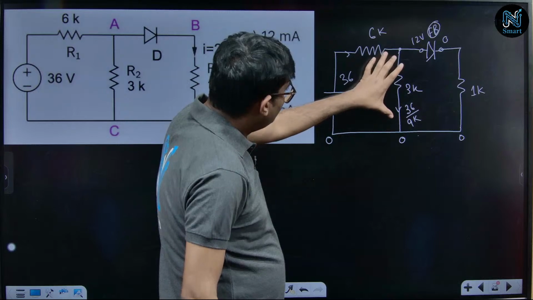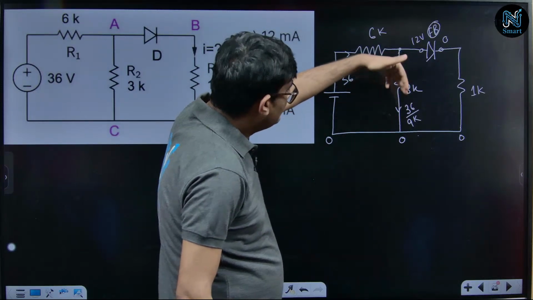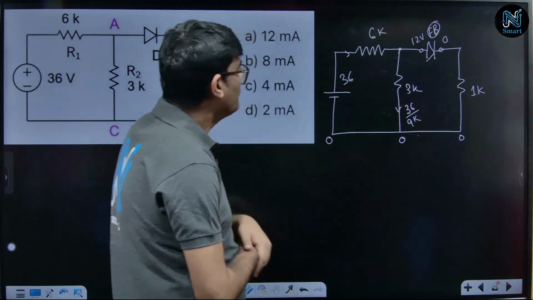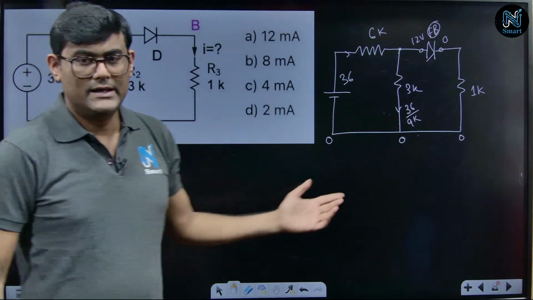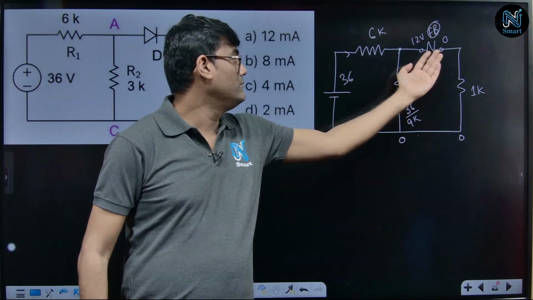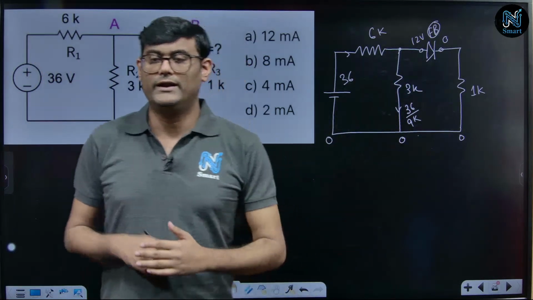So what will be the voltage drop across this? Multiplied by 3k. So 36 by 3, that is equal to 12 volt. That will be the voltage. Of course, the positive terminal of the diode is connected with 12 volt and the negative with 0 volt.